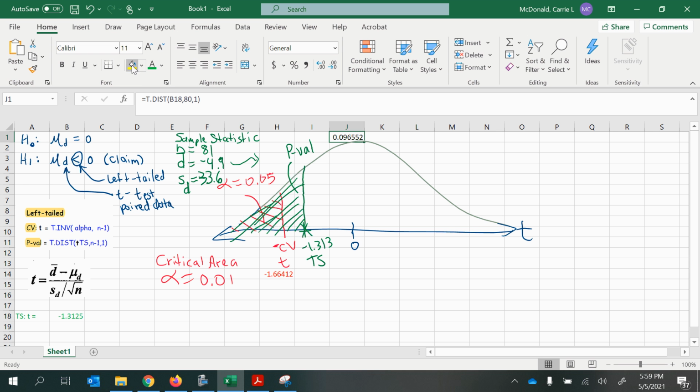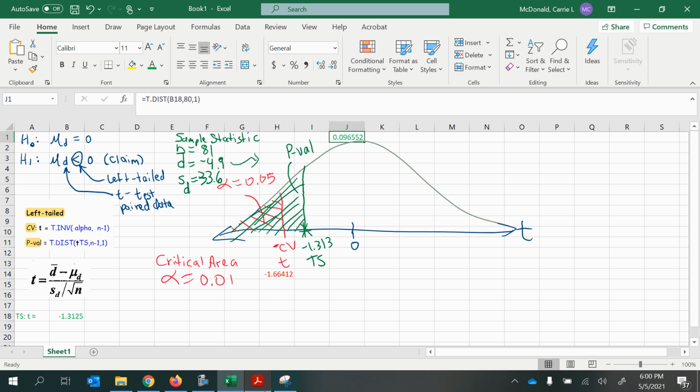Now I can compare the two areas. I can compare the red area, alpha 0.05, with the p-value area 0.097, and see that the p-value is too large to think that my null hypothesis is incorrect, right? We always say if the p-value is low, then the null must go. So we would fail to reject the null hypothesis here. You could also say that since the test statistic did not fall in the red region, it's not farther away from 0, it's not more extreme than the critical value. For those reasons as well, we would fail to reject the null hypothesis.